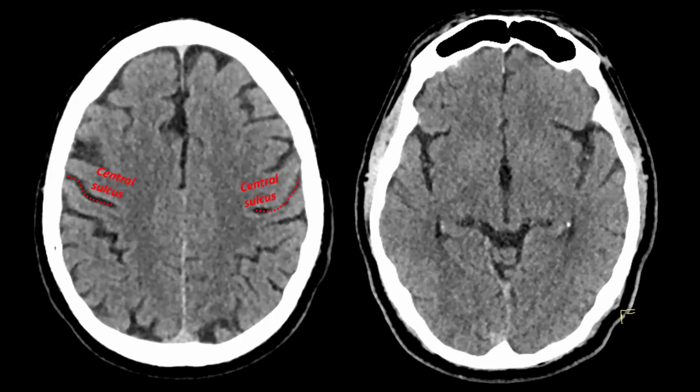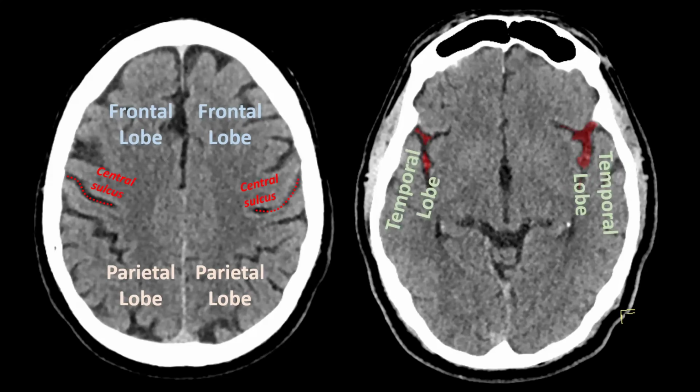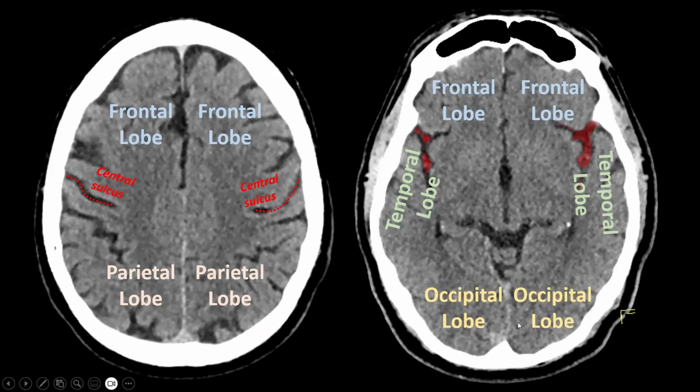Just believe me when I tell you that this is the central sulcus, which separates the frontal lobe from the parietal lobe. And over here we once again see the Sylvian fissure with the temporal lobe located lateroinferiorly from it. Here we see the base of the frontal lobes, or the basal aspect of the frontal lobes, and here we have the occipital lobes at the back.